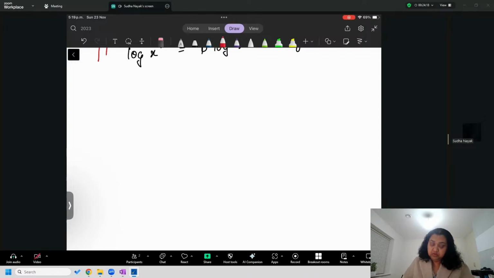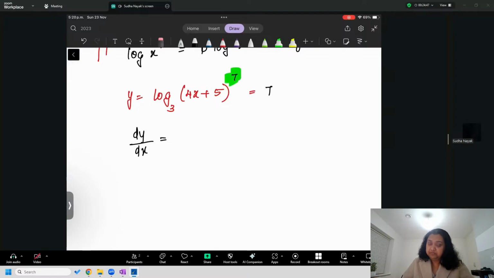Okay, so the question is y is equal to log of (4x plus 5) to the power of 7. The base is 3, maybe. I'm not bothered about the base now, but for the question I'm just going to write it. So now dy by dx will be equal to... first you have to simplify this. Simplifying this will be, log of anything to the power of anything. So this 7 power is there, so 7 will come into the beginning, and then I can write log base 3 of 4x plus 5.